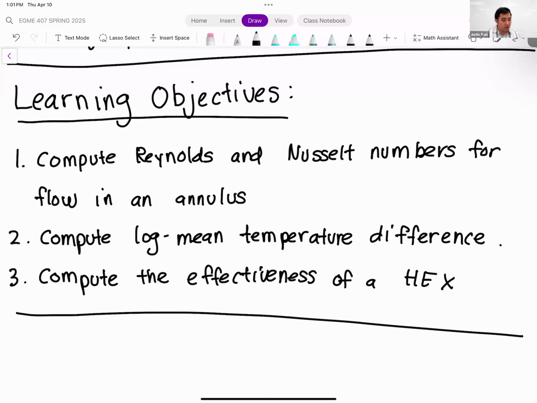And I posted homework 6. The due date is fairly short, just because we have to get it in before the midterm. But it is shorter than the other assignments, and it gives you some practice with heat exchangers and free convection, which we haven't had a chance to practice until this point. Any questions I can answer before we get started for today? Okay. All right, let's go ahead and get started.